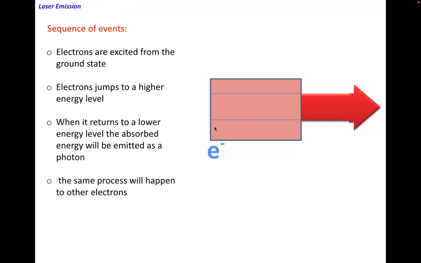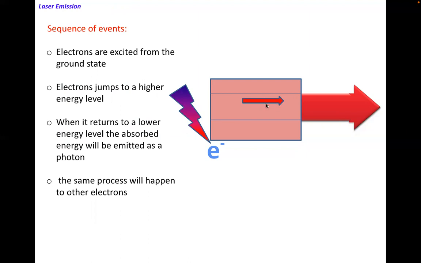They will be electrified in a way, like electrocuted or being sparked. So if there's electricity, the electrons will jump to a higher energy level. They will be agitated, they will gain energy. And when they return to a lower energy level, the gained energy will be emitted as a photon.